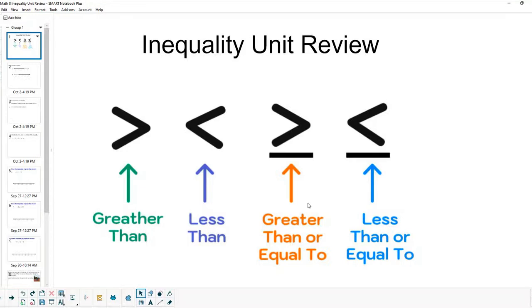Unit, it's time to do an inequality unit review. So let's just get going on this. We talked about how inequalities are math sentences that have inequality symbols in them instead of equal signs. So they look a lot like equations. They just have arrows meaning greater than, less than, greater than or equal to, or less than or equal to in them versus both sides being equal.